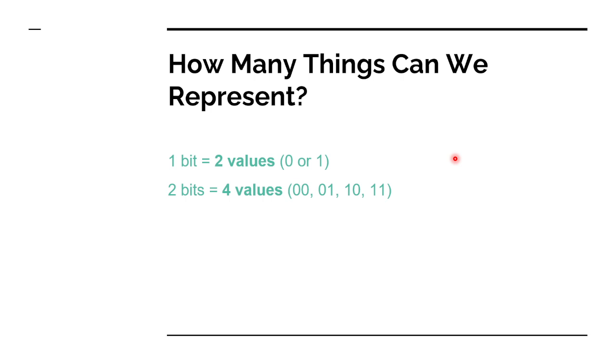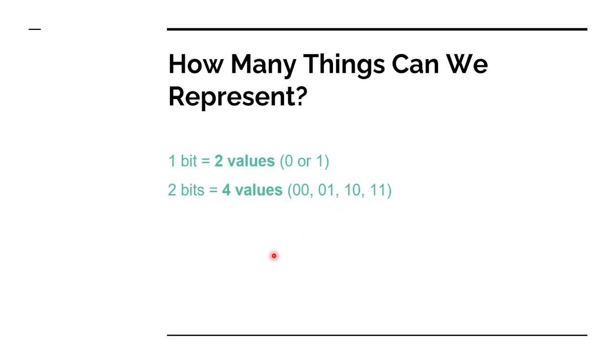Now let's jump more forward. For example, with just one bit, we can represent two values. It can be either 0 or 1. But with 2 bits, look here. These numbers are with two digits, right? So this is the first bit, this is the second bit. With 2 bits, we can represent a total of 4 numbers, right? 00, 01, 10, 11.